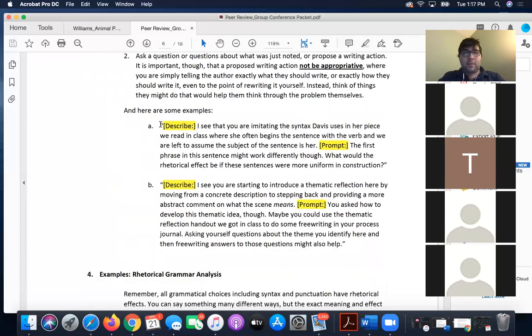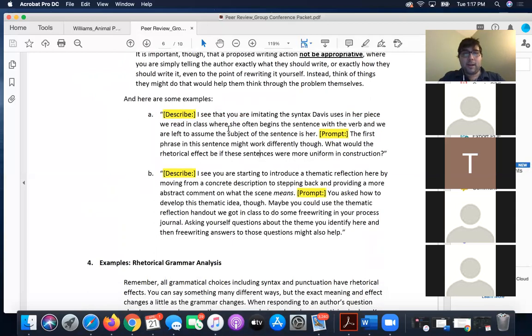First, here's an example of described and prompt feedback. I see that you are imitating the syntax Davis uses in her piece we read in class, where she often begins the sentence with a verb, and we are left to assume the subject of the sentence is her. Note that they're talking about something very specific that's happening in the writing itself, in the text.